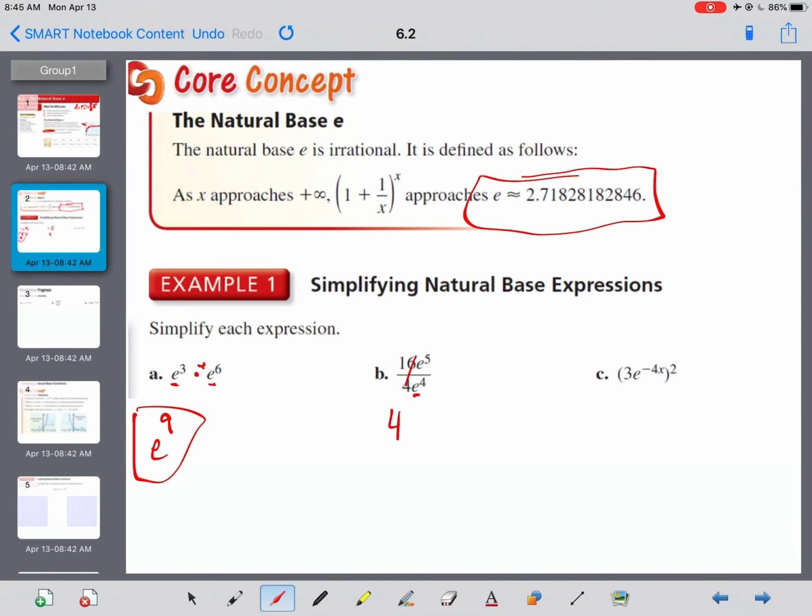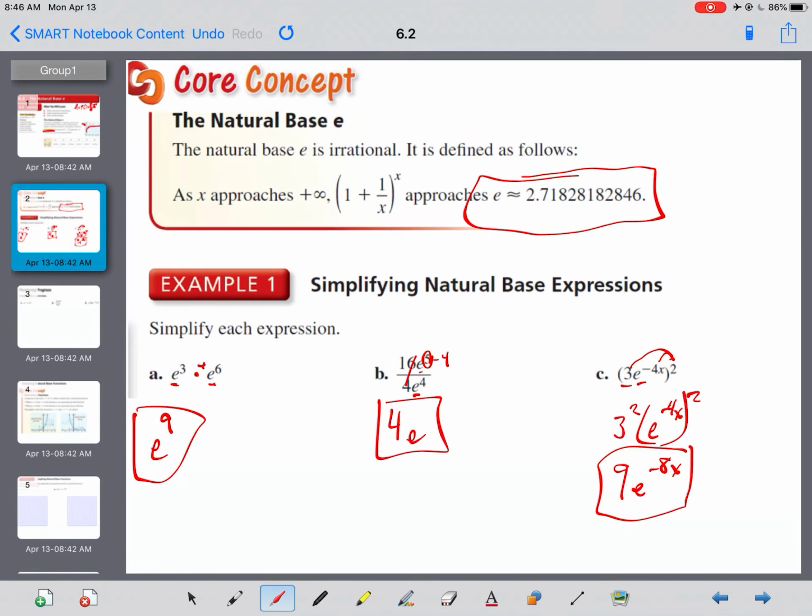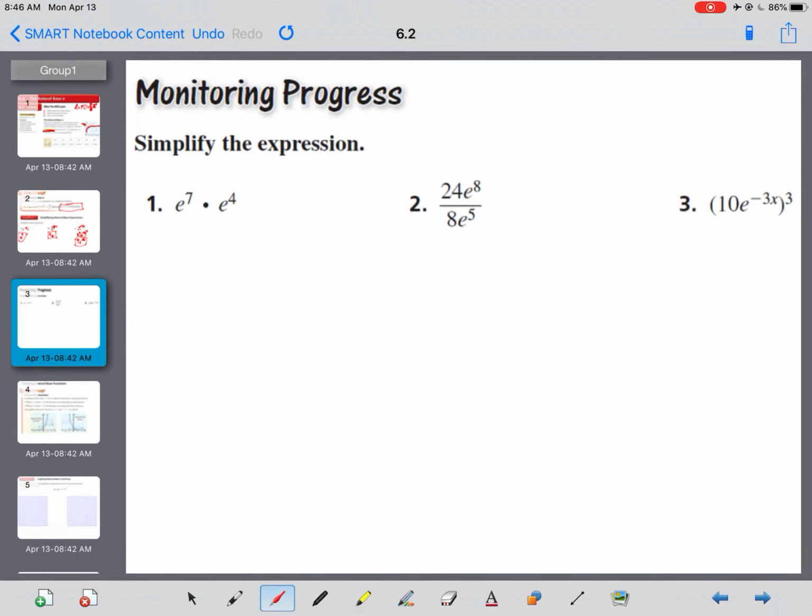Now we'd have to do the 16 and the 4. 16 divided by 4 is 4. e to the 5 over e to the 4, the bases are the same, so that's 5 minus 4, bigger number on top. So that's e to the first. Here, the same deal. The exponent goes to both pieces, both bases inside. We got a 3, we got an e. 3 squared is 9, and e to the negative 4x squared: negative 4 times 2 is e to the negative 8x.